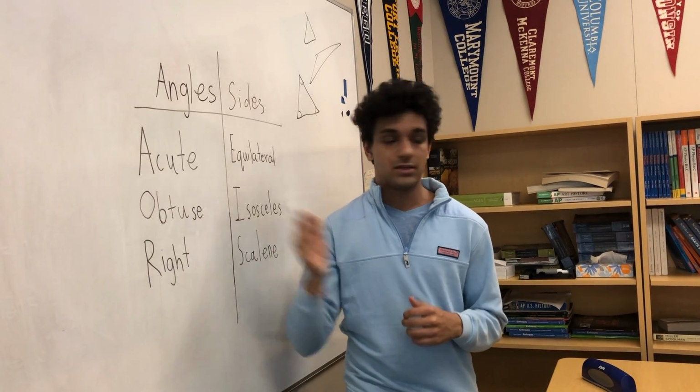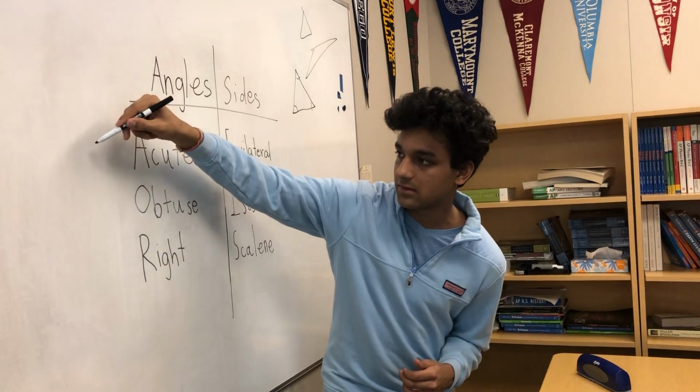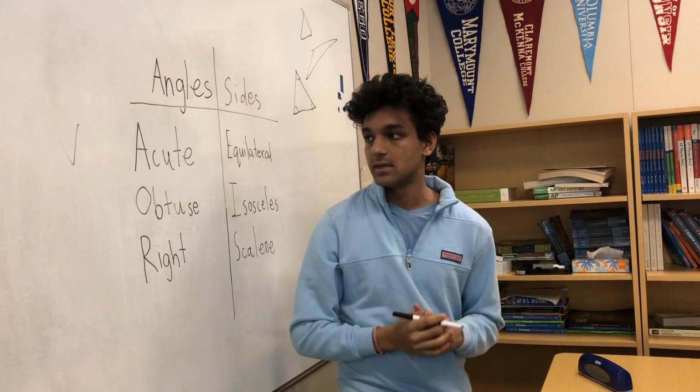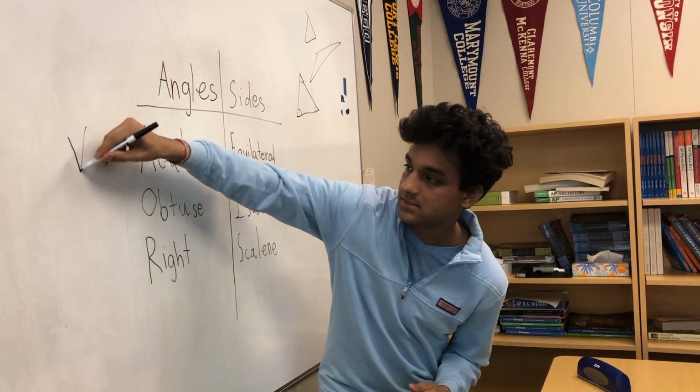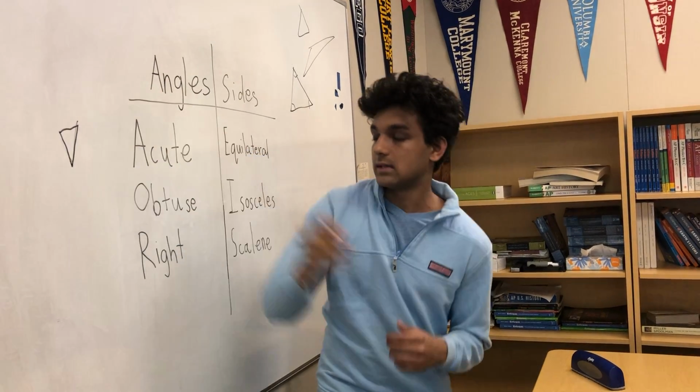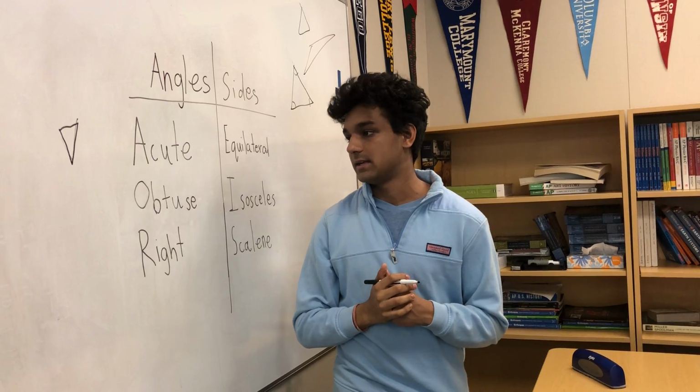So first we have acute. Now y'all know that an acute angle is something that's below 90 degrees. And all it means for a triangle is that it's a triangle that has sides of which the angles are all less than 90 degrees.